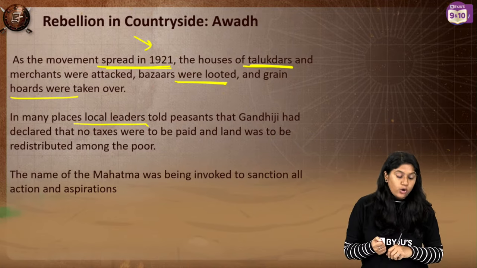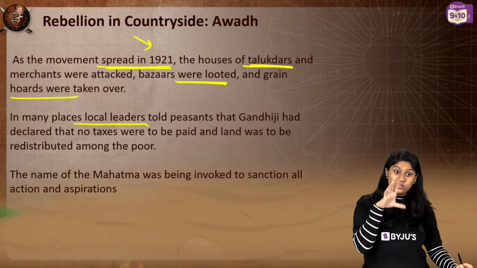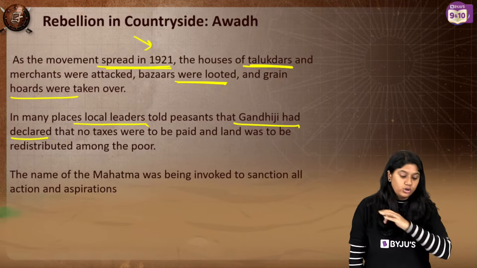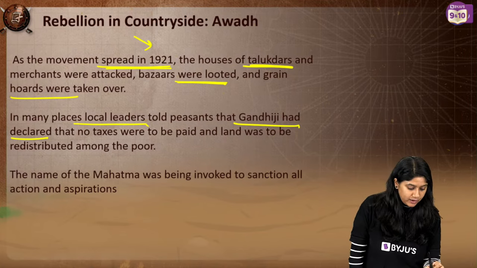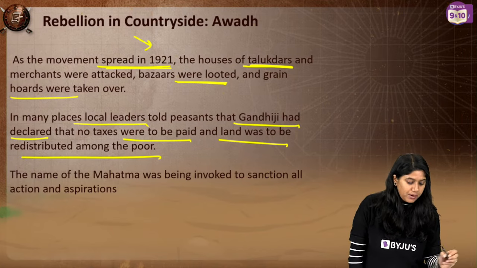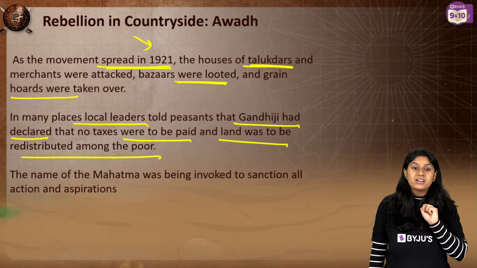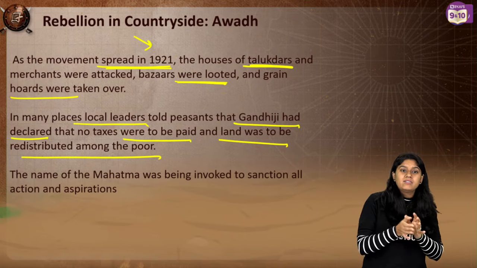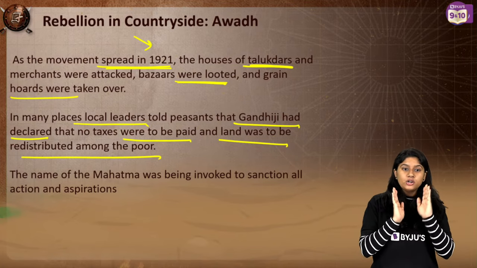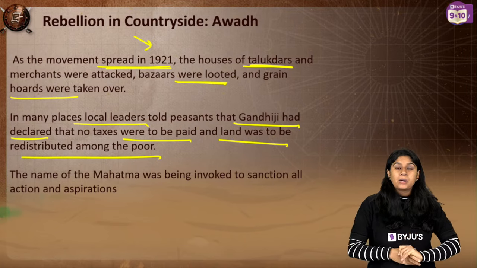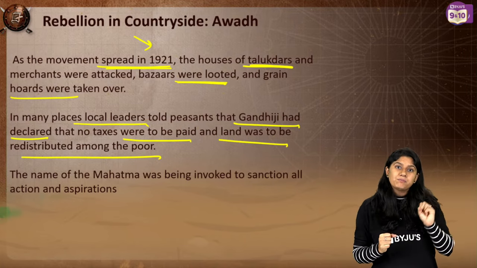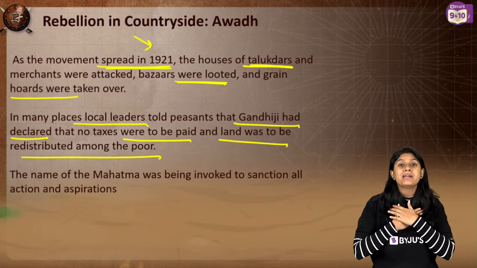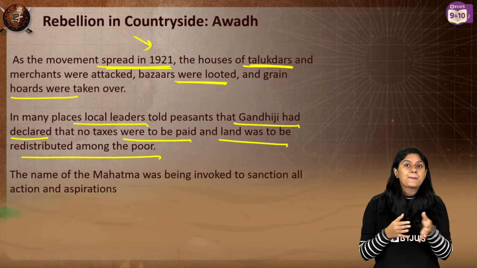The local leaders were telling the peasants that Gandhiji has declared that no taxes were to be paid and land was to be distributed among the poor. Can you imagine, everyone? Gandhiji was thinking that all the people would come together and have a very simple non-violence movement. But what was happening? People took advantage and thought, okay, we can use this movement for our own benefit. A similar thing happened in Awadh.